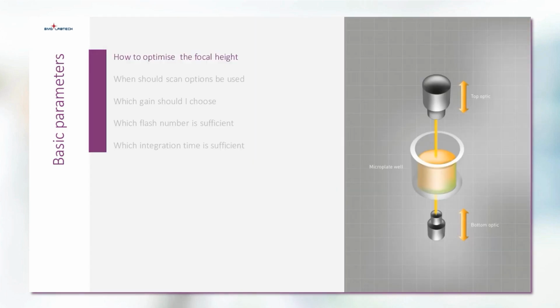So much for the decisions that have to be made in advance. Let's now move on to the basic parameters that you have to adjust in the control software when measuring with the reader. And one of them is the focal height.